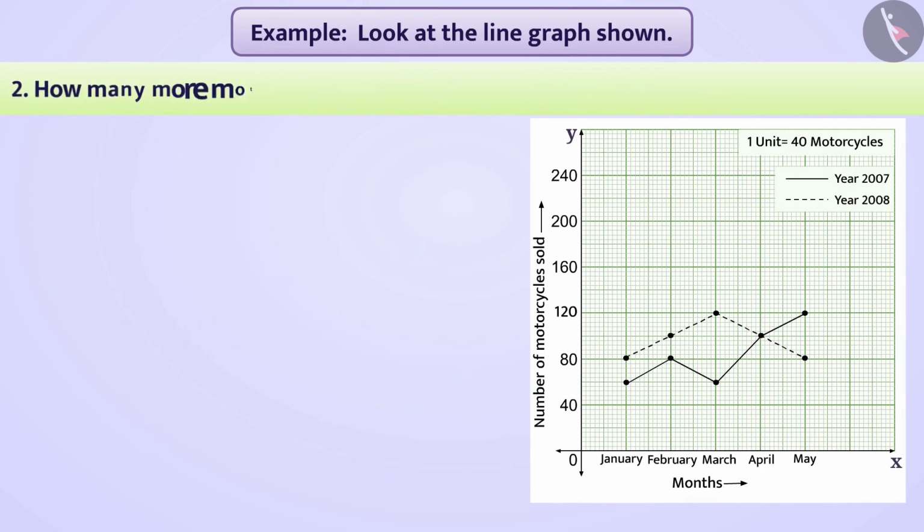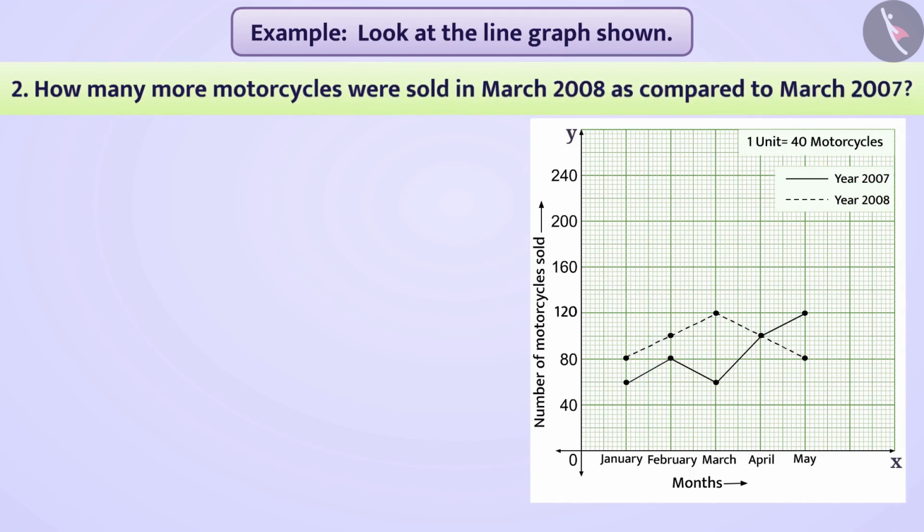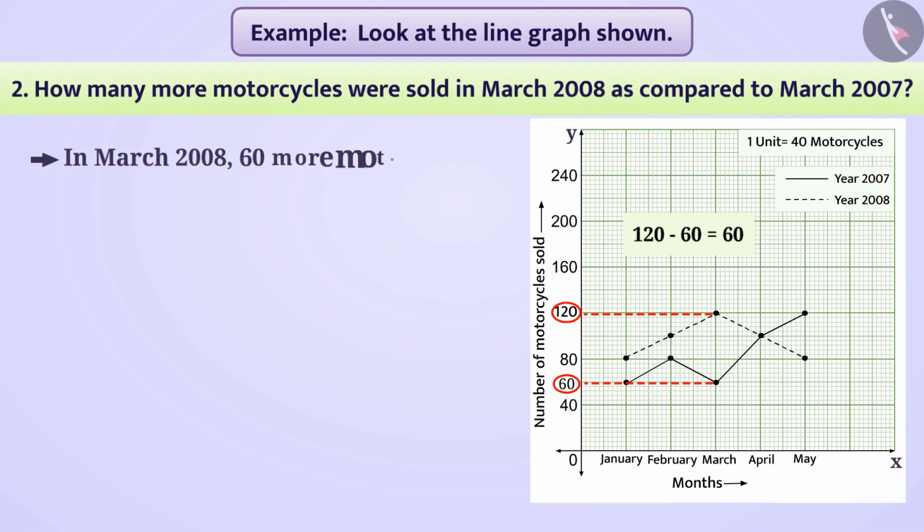How many more motorcycles were sold in March 2008 as compared to March 2007? It is observed from the graph that 120 motorcycles were sold in March 2008 and 60 motorcycles were sold in March 2007. The difference between the two numbers is 120 minus 60 equals 60. So, we can say that in March 2008, 60 more motorcycles were sold than in March 2007.